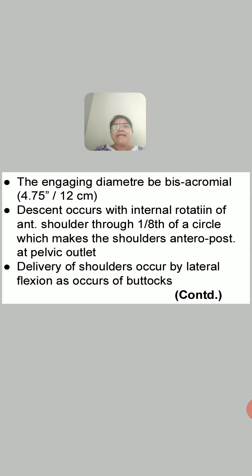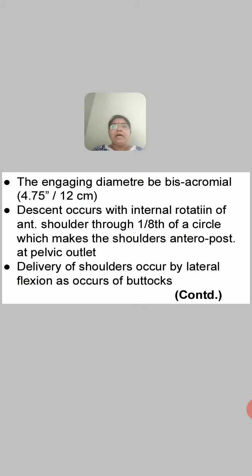The engaging diameter becomes biacromial. The length of this diameter is 4.75, or you can say 4 3/4 inch or 12 centimeter. Then descent occurs with internal rotation. Descent occurs with internal rotation of the anterior shoulder through 1/8 of a circle, which makes the shoulders anteroposterior.